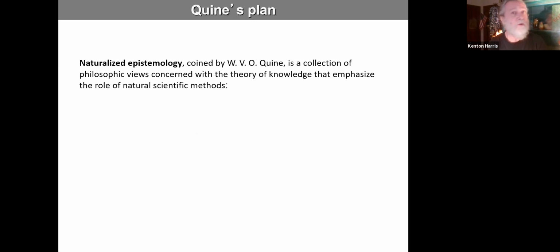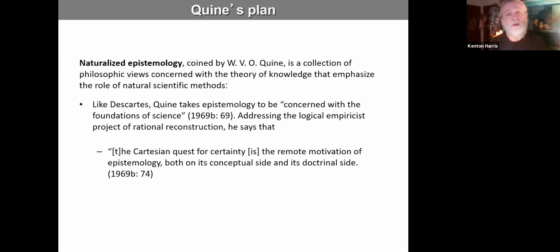Naturalized epistemology, coined by W.V.O. Quine, Willard Van Orman, is a collection of philosophical views concerned with the theory of knowledge that emphasize the role of natural scientific methods. Like Descartes, Quine takes epistemology to be concerned with the foundations of science, addressing the logical empiricist project of rational reconstruction.